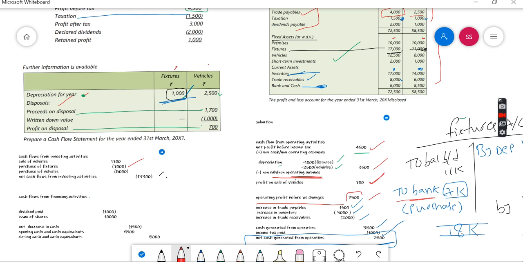And then vehicles. Let's come to the vehicles. In vehicles also, if you observe, the opening balance is 8,000 and the closing balance is 12,500, which you can see here. That means there is a change that happened during the year, and then they gave the depreciation, and they also gave the sale of vehicles. So it is better to prepare one vehicle account to get a clear picture. Alright.